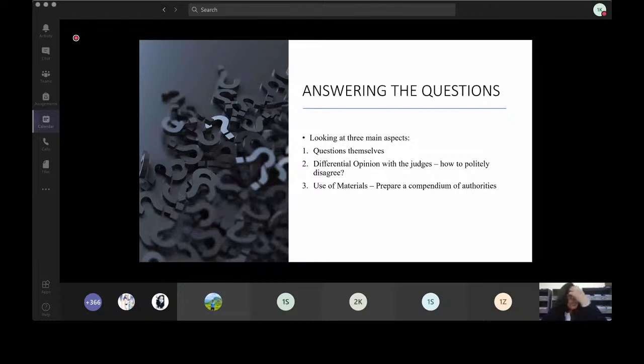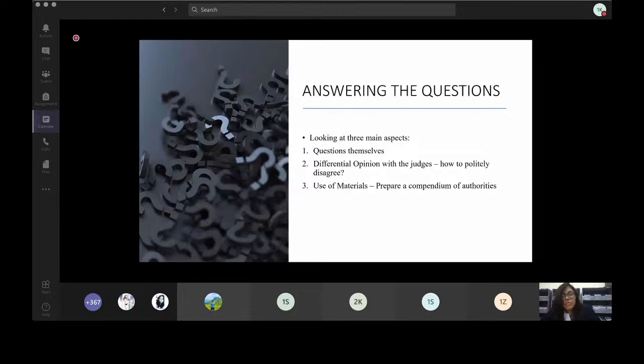Thirdly, how do you incorporate materials? So now you can prepare a compendium of authorities. A compendium is basically a compilation of the legislations and the case laws that you have used, especially the more important ones, and try to highlight the arguments that you want the judges to read. You can present this compendium to the judges for their referral, and you can flag them. You can basically do anything to highlight your arguments. This also shows the fact that you have been well prepared and you have researched very well.